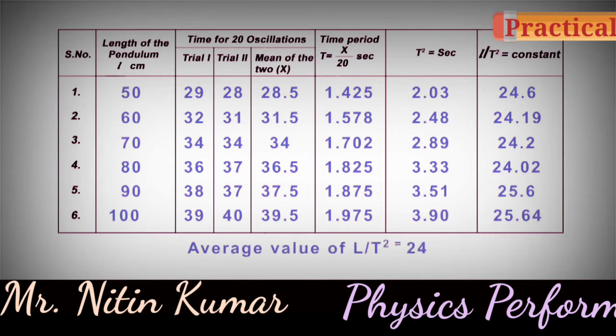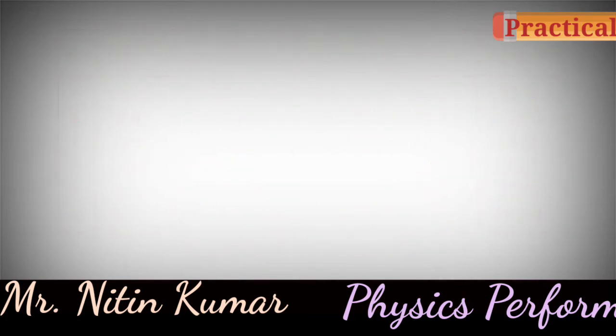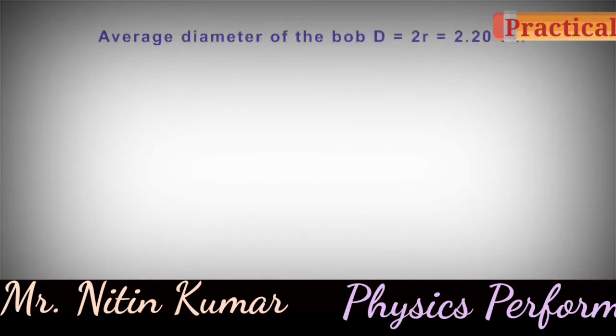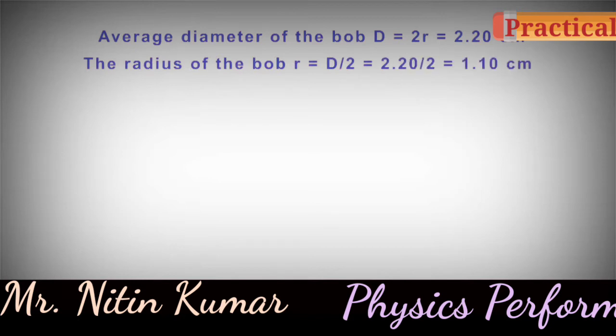Average value of L by T square is equal to 24.7. Average diameter of the bob D is equal to 2R, which is 2.20 centimeters. The radius of the bob R is equal to D by 2, which is 2.20 by 2. The radius of the bob R is equal to 1.10 centimeters.